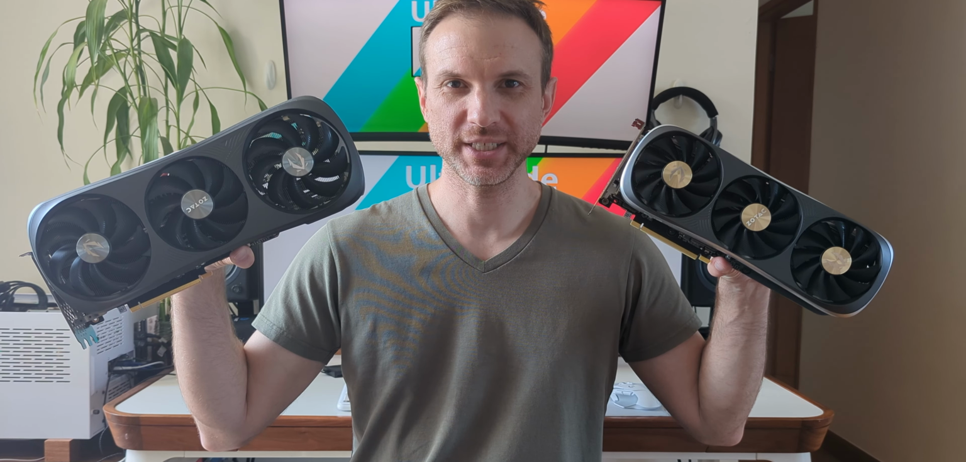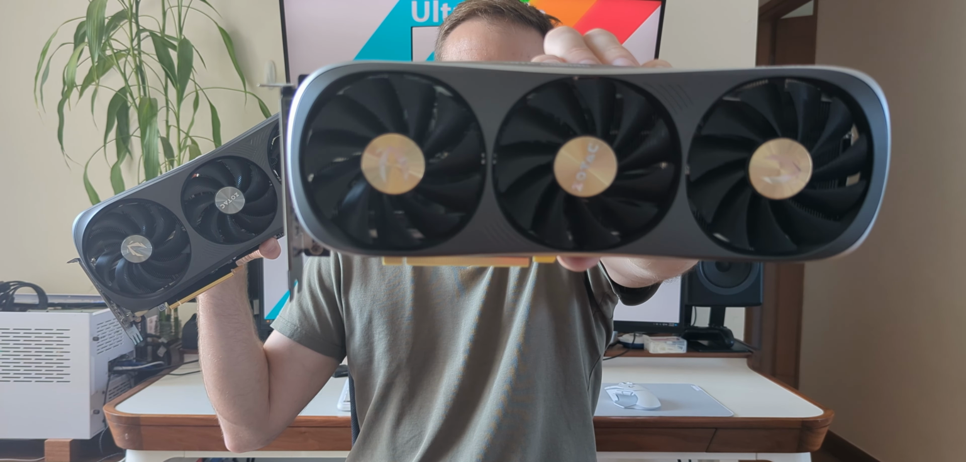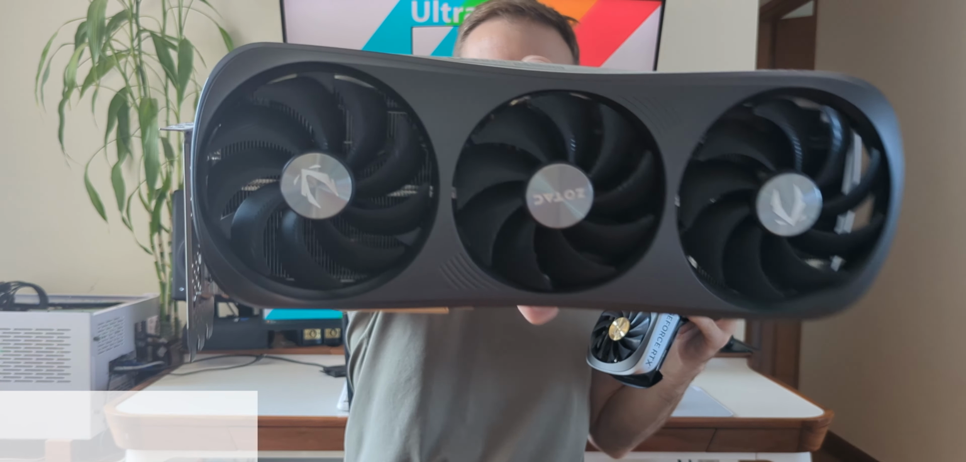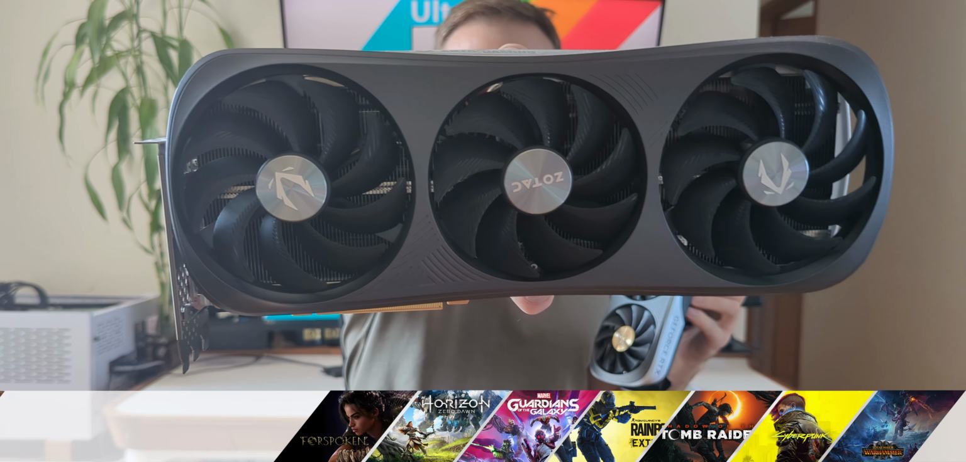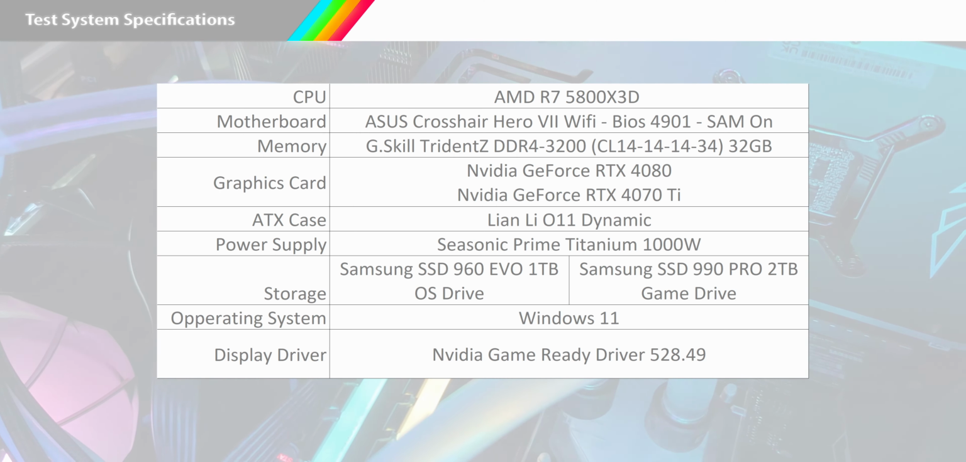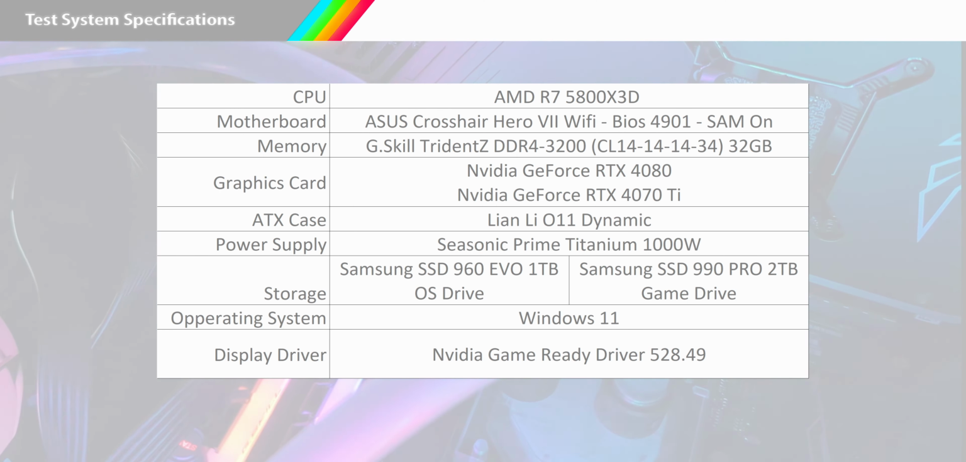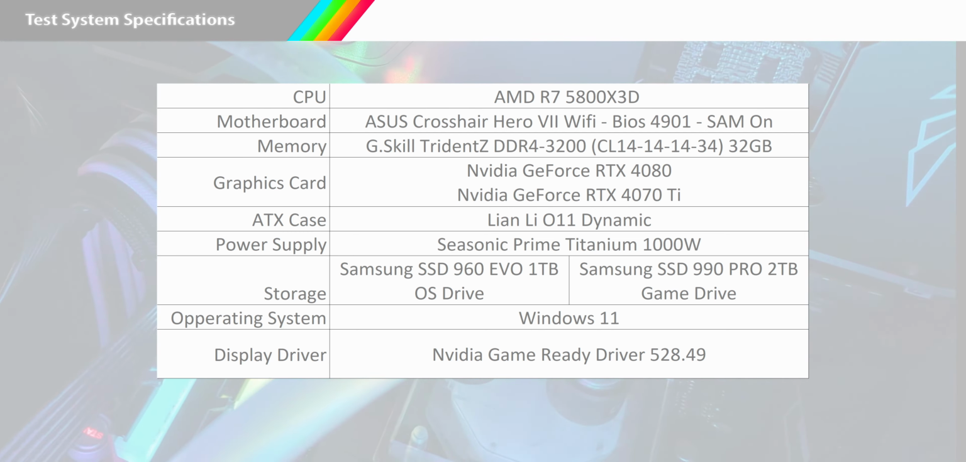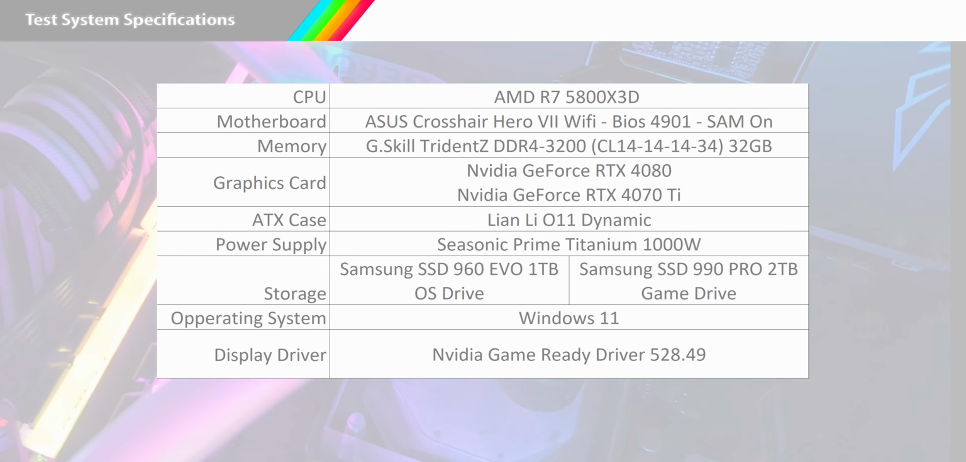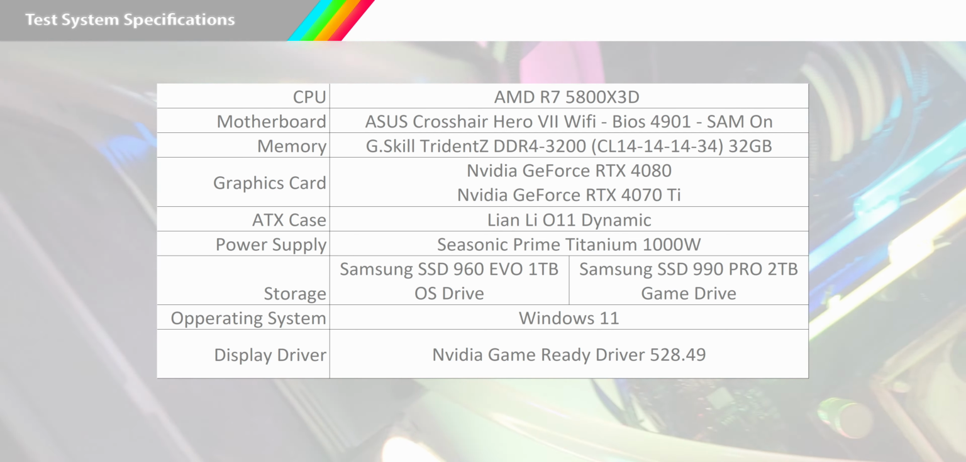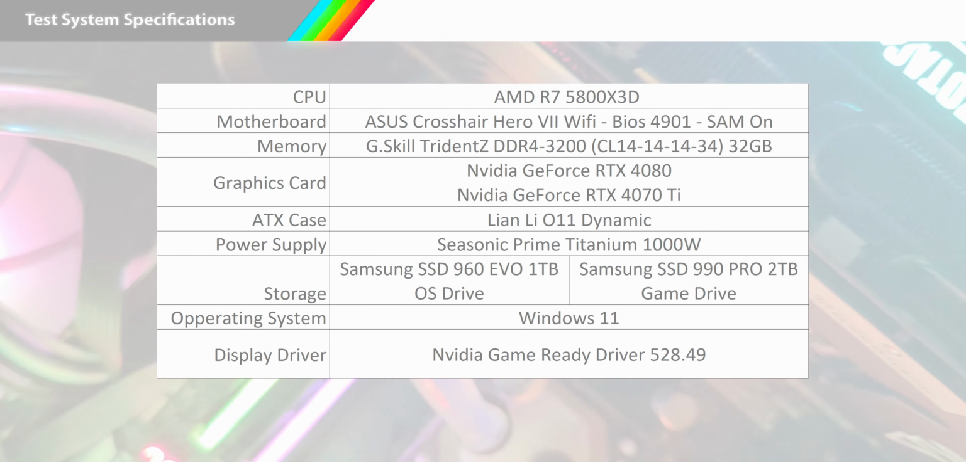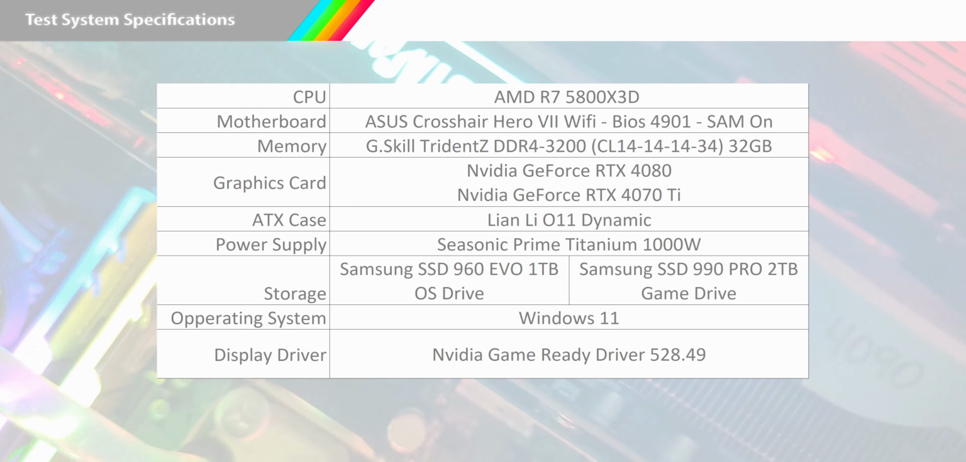The specific cards we'll be testing today are the Zotac Gaming Trinity RTX 4070 Ti and the Zotac Gaming Trinity RTX 4080. We'll be testing these cards in 10 different games in a variety of genres across 4 different ultrawide resolutions so that you can decide what is the best product for you. Everything was tested on my test system featuring an AMD R7 5800X3D CPU with 32GB of 3200MHz CL14 memory and running Windows 11 with the latest Nvidia game-ready drivers.